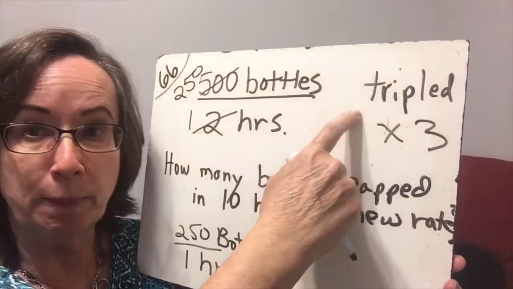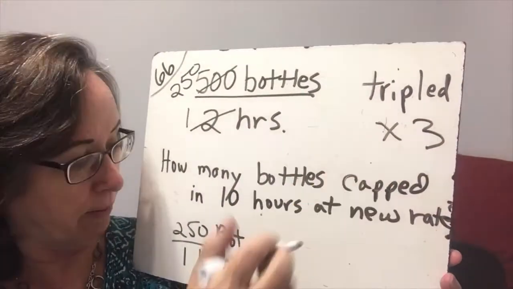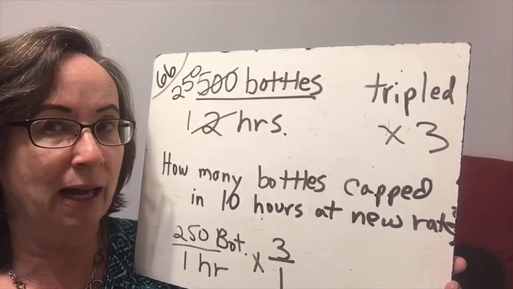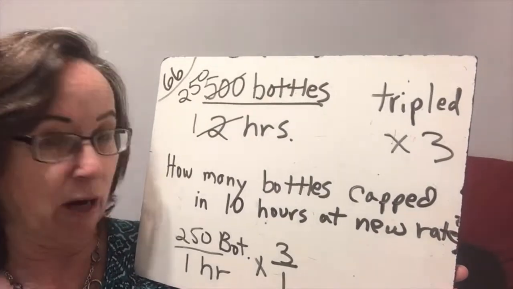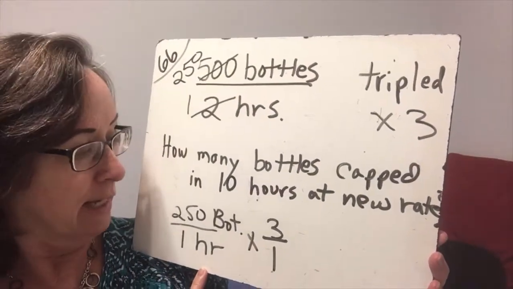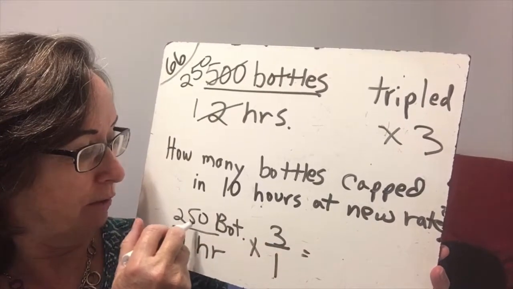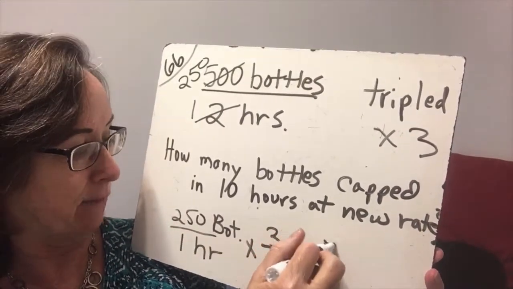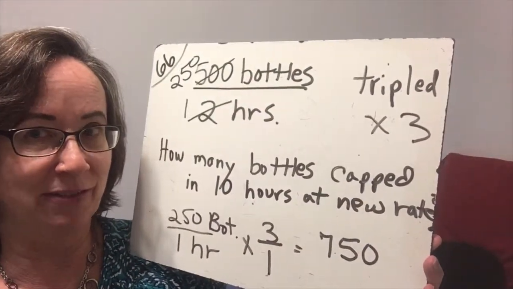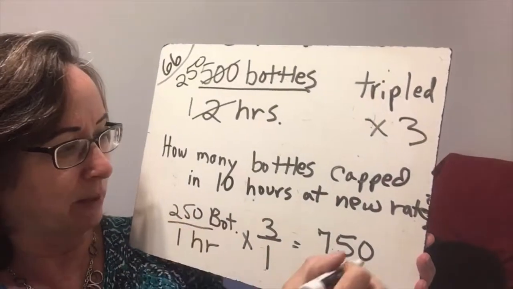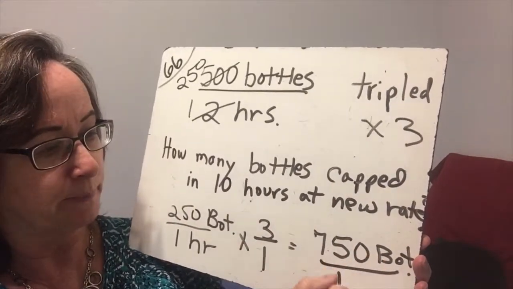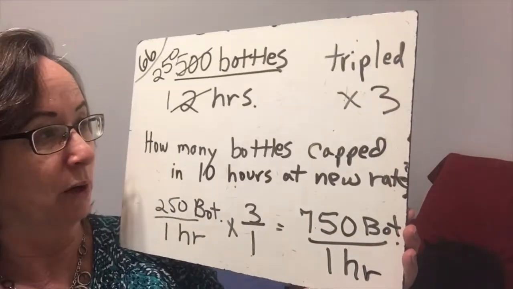So now tripling means that we're going to multiply by 3. So times 3 over 1. Remember, when we are multiplying our rate or dividing our rate, we always want it in its speed configuration with the time on the bottom. So now 250 times 3 is 750. Okay, because we know that 3/4 is 75 cents. And so we end up with 750 bottles per 1 hour. So that is our new rate.